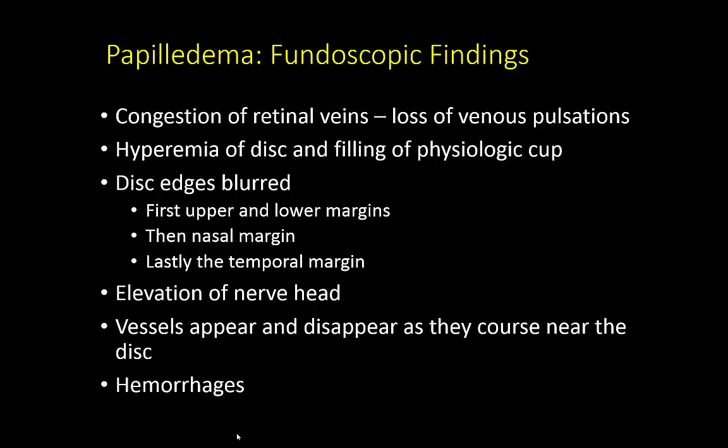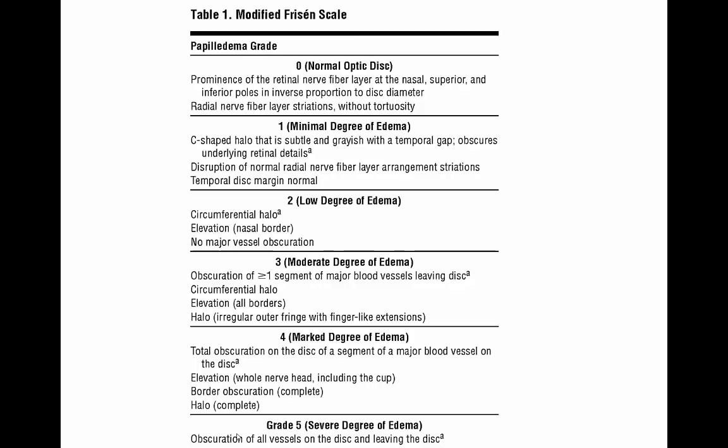Another very important finding on fundoscopy is elevation of the nerve head. This really marks it as papilledema. This took me a long time to figure out, but we're going to show you an easy way to figure this out in just a moment. As papilledema worsens and the disc becomes more blurred, we actually lose the vessels. They'll appear to disappear as they course near the disc. And then late in papilledema, we can sometimes see hemorrhages.